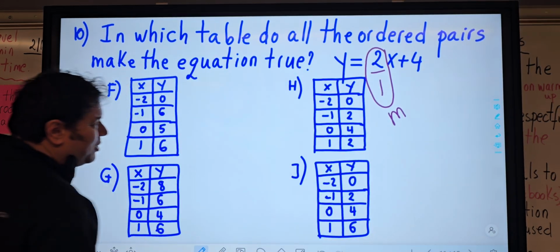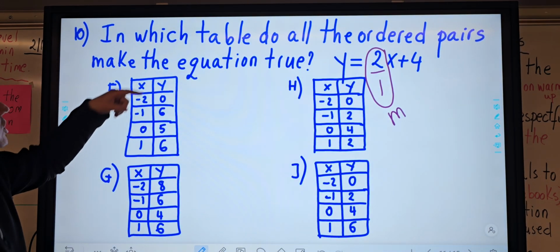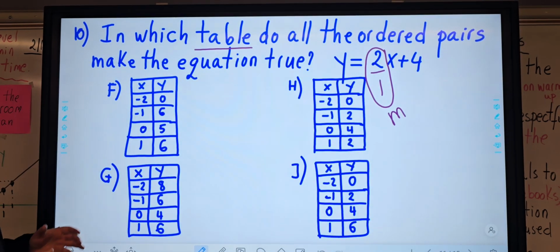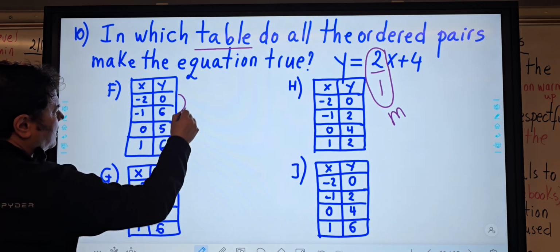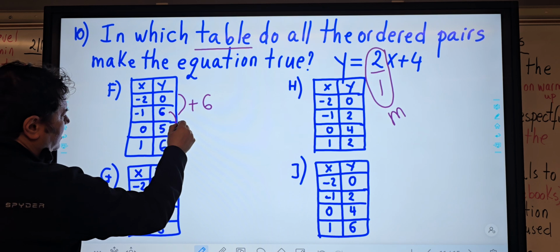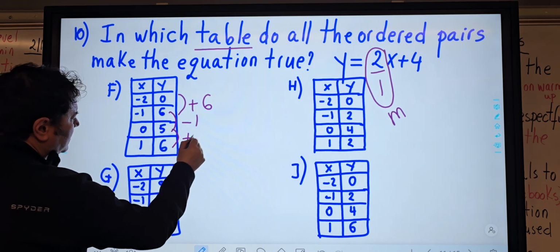To do that, again, we are looking at some patterns. In which table, again, it's singular. Once we find the answer, we can move up to the next question. Let's look at some patterns here. From 0 to 6, we are adding 6. From 6 to 5, we are subtracting 1. From 5 to 6, we are adding 1.